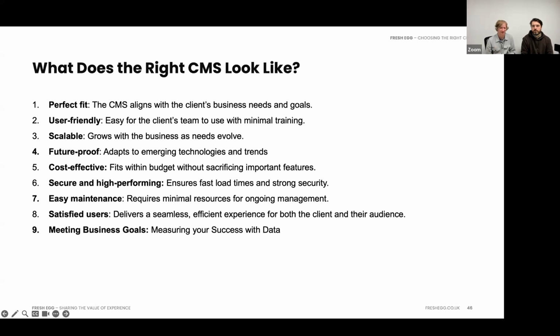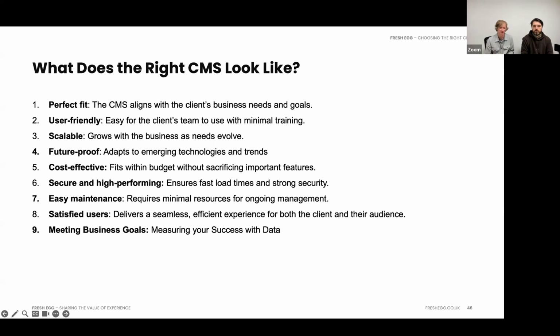It's got to be cost effective. There's no point talking about an expensive enterprise CMS if you don't have the requirements for it or you don't have the budget. Secure and high performing, we've spoken about. Easy maintenance, or if it's not easy, someone else is maintaining it within your cost. And satisfied users. The users of your website are always paramount. It's great that your CMS is flexible, but what does it mean for your users? If it means a faster, more enjoyable experience, they're going to engage with you more often.